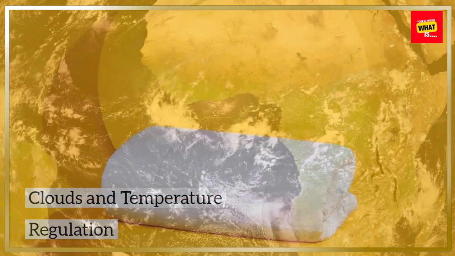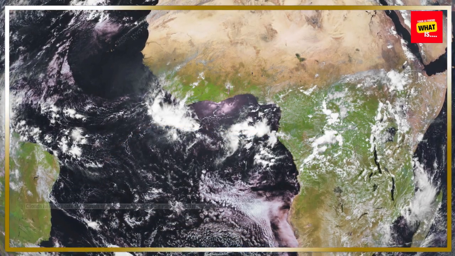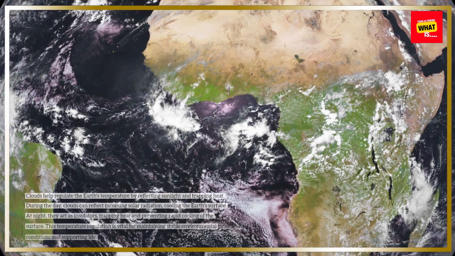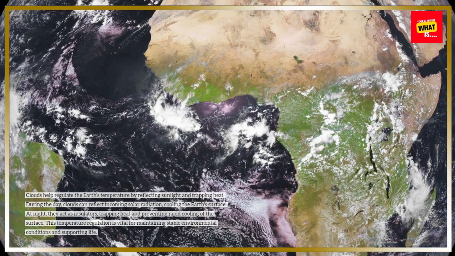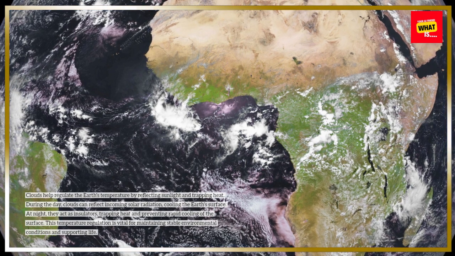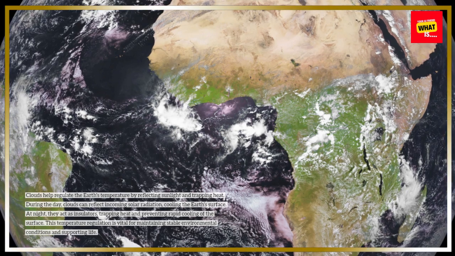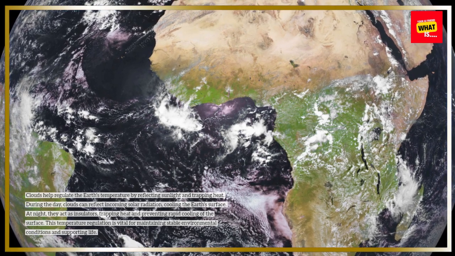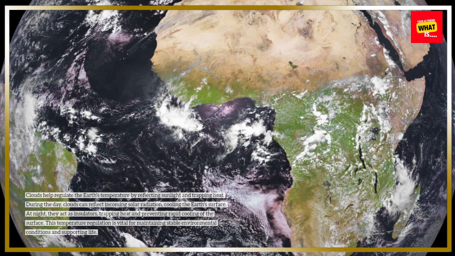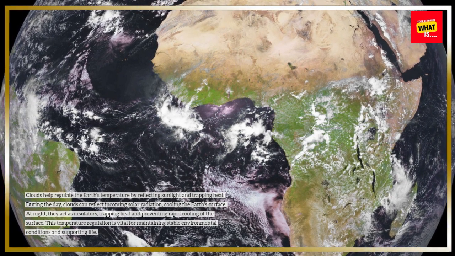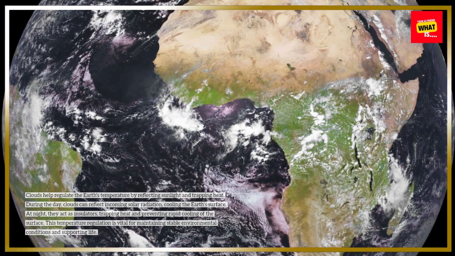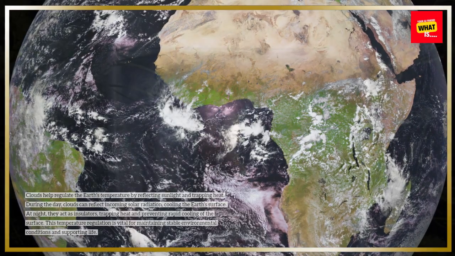Clouds and temperature regulation. Clouds help regulate the Earth's temperature by reflecting sunlight and trapping heat. During the day, clouds can reflect incoming solar radiation, cooling the Earth's surface. At night, they act as insulators, trapping heat and preventing rapid cooling of the surface. This temperature regulation is vital for maintaining stable environmental conditions and supporting life.